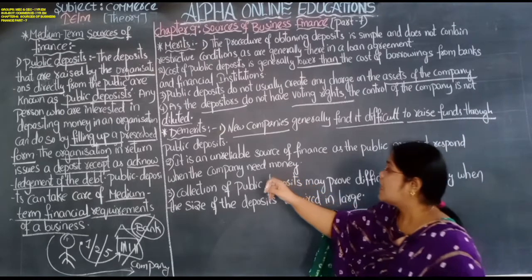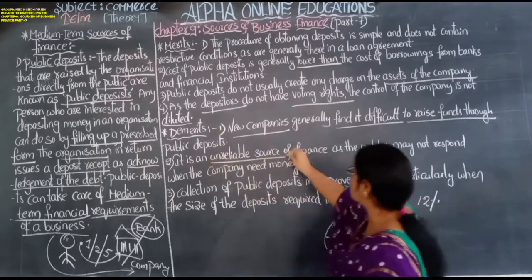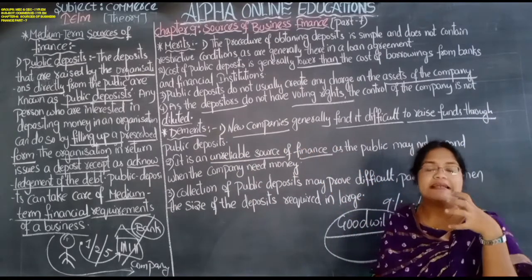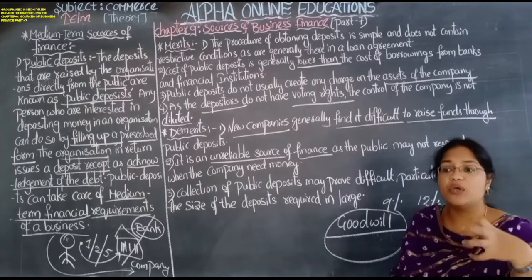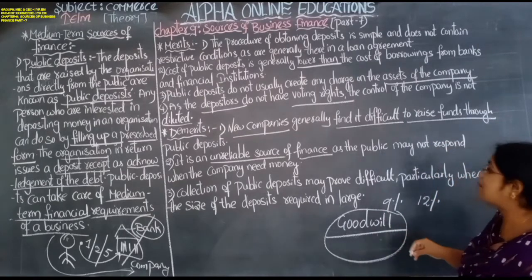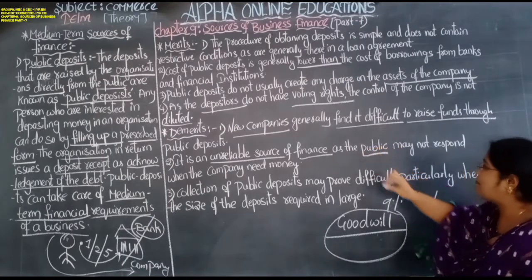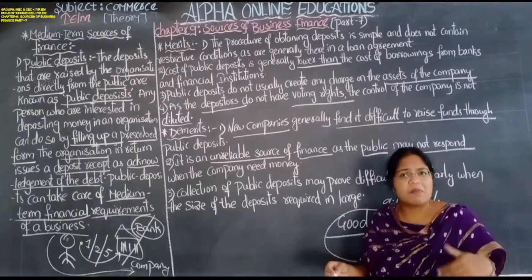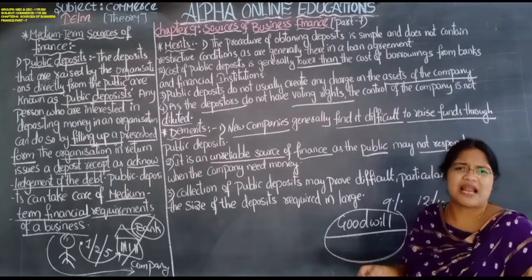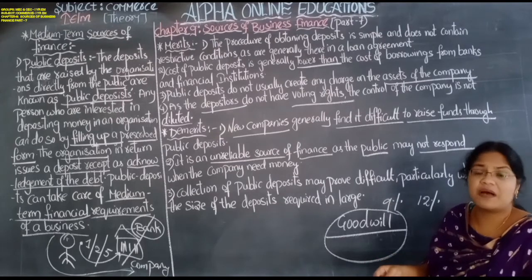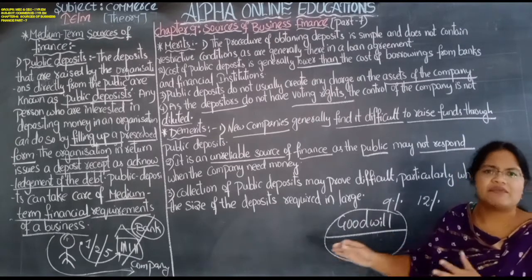It is an unreliable source of finance, means we can't take the guarantee that we can raise this source of finance regularly because it is completely based on the public. If the public does not respond, is not interested, or does not want to invest, if they don't have any trust in that company, they will go to the bank and do the deposits.